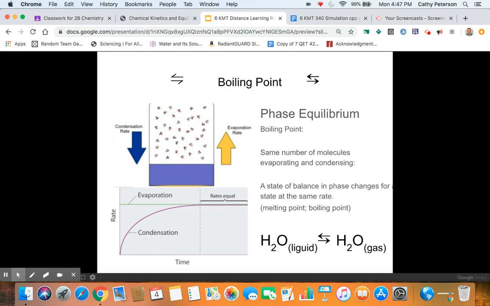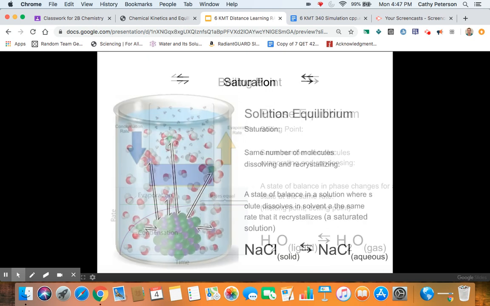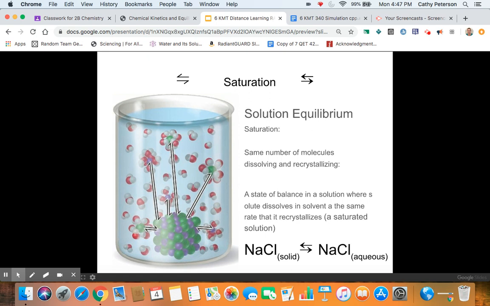things like boiling point is a phase equilibrium. The same number of molecules are evaporating as condensing. Things like saturation is a solution equilibrium. The same number of molecules are dissolving as recrystallizing. So the positive ions are being surrounded by the negative oxygens, and the negative ions are being surrounded by the positive hydrogens, but just as many that are dissolving are crystallizing back out when a solution is saturated or at equilibrium.